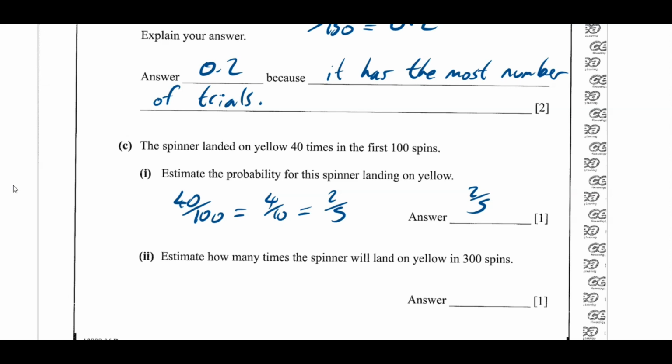Estimate how many times the spinner will land on yellow in 300 spins. So in 300 spins, it's going to be 2 over 5 times 300. And if you just do that out, whatever you're going to get, it's going to be 120.